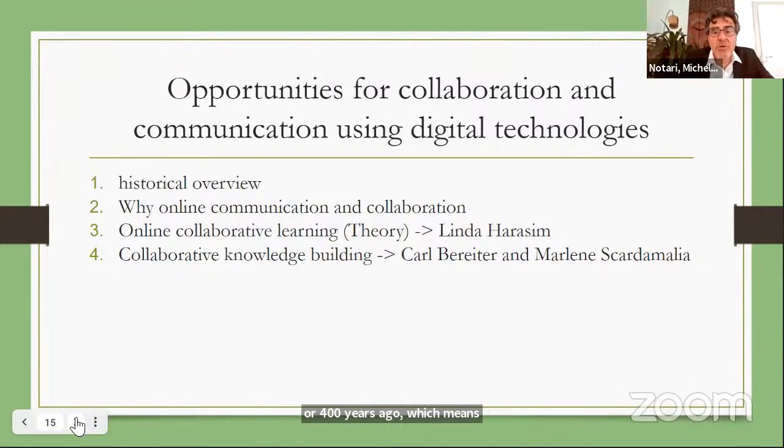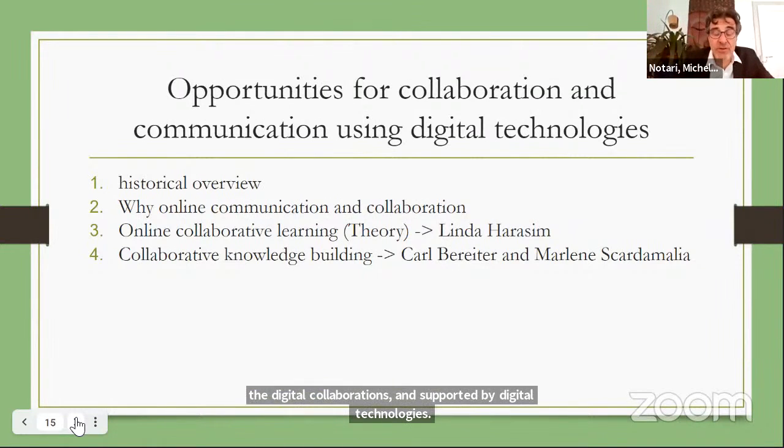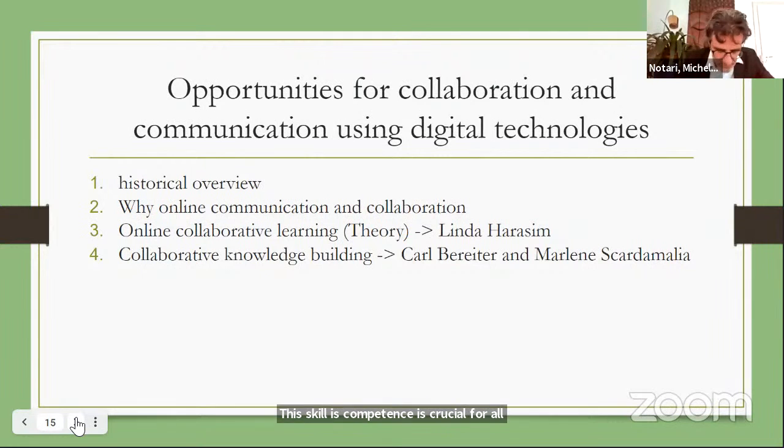Which means this ability to collaborate, and I don't talk just about online collaboration or collaboration supported by digital technologies, I talk about general collaboration. This skill, this competence, is crucial for each and every one of us. That's why it's important to spend some time on this literacy, which is, of course, enhanced substantially using technologies. I will try to focus on the differences, the added values, and also the backsides. Every medal has two sides, also collaboration supported by digital technologies.